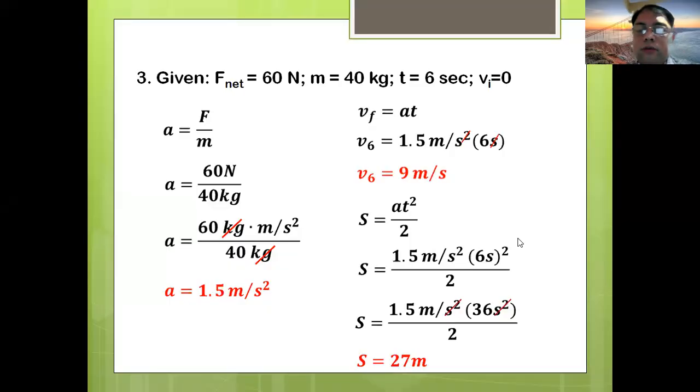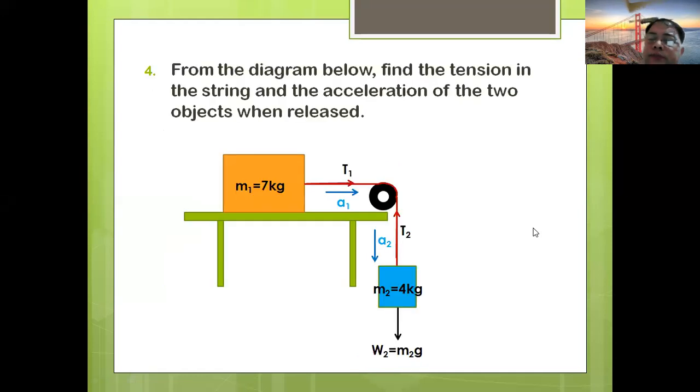So again, this is where we see the connections of other lessons in physics, our lesson in motion and our present lesson on Newton's laws. Somehow in our future lessons of physics, we will see them to be kind of intertwined also in our application.